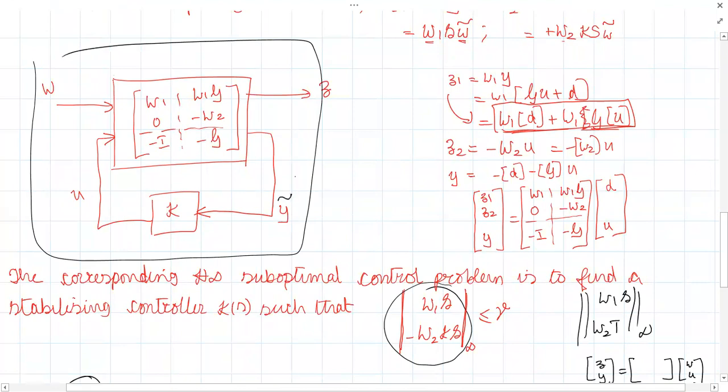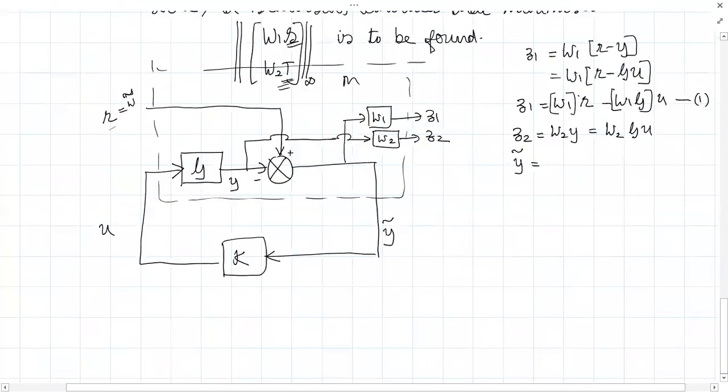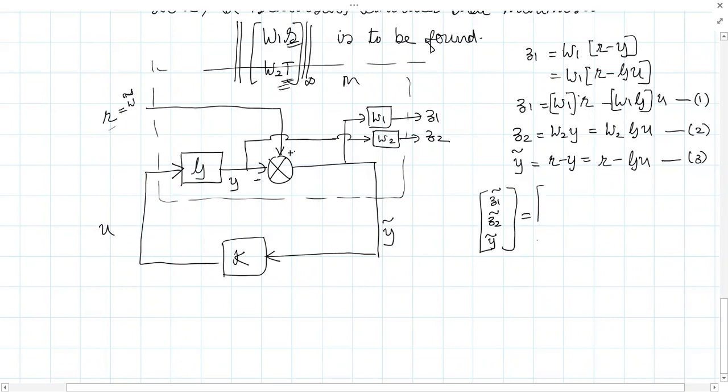So to avoid confusion, I will mark Y hat, Y tilde, Z tilde, W tilde, and U tilde. Our Y tilde will be R minus Y, and Y is nothing but R minus G into U. So what will be the two block configuration? Z1 tilde, Z2 tilde, Y tilde will be something into W tilde and U tilde. In fact, U and U tilde will be one and the same most of the time. Anyway, I will write like this.